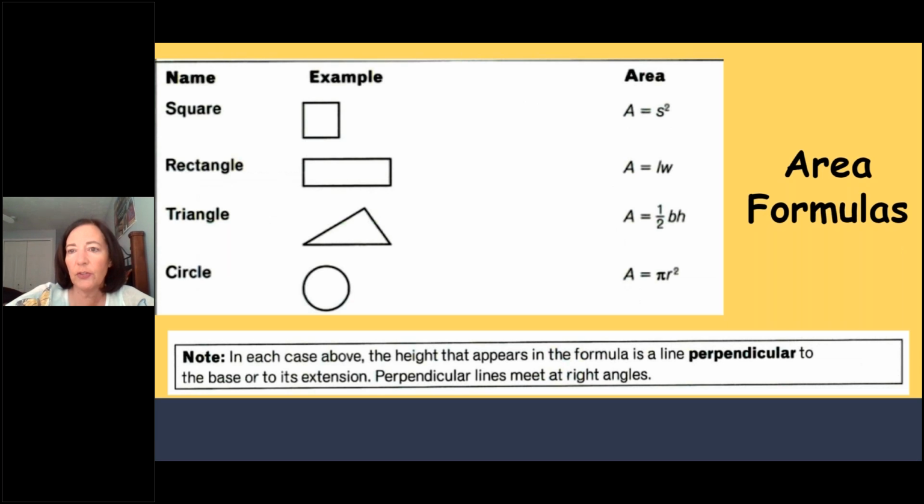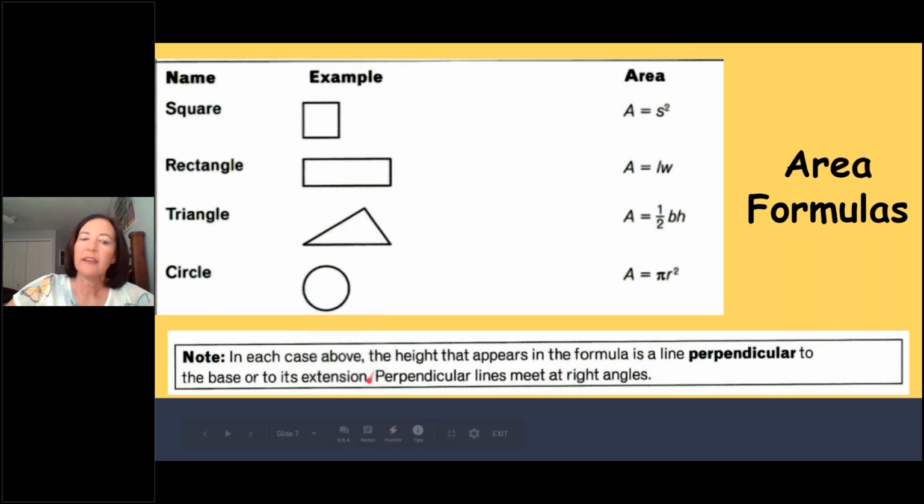I like this version of the formulas because it includes an example or a picture of what that shape looks like. So we've got the square, it shows us what a rectangle, a triangle could look many different ways, and a circle.